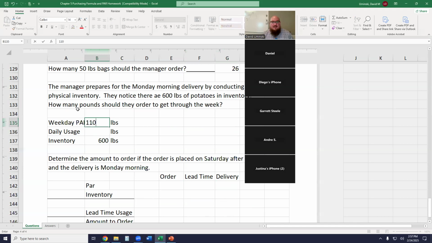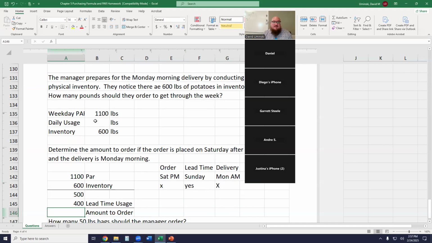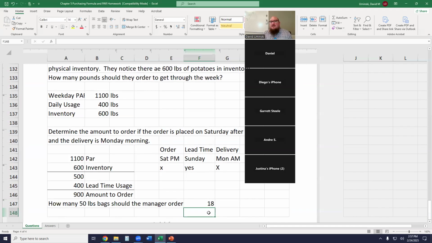Then my weekday par is 1,100. So if I order on Saturday PM, that means I'm not going to have any usage. It comes on Monday AM, which means I'm not going to have any usage. But on Sunday, yes, I am. I'm going to use product. Okay. So my par is 1,100. I subtract my 600 in inventory. And then because I'm using 400 pounds of daily usage on Sunday, I should order 900. And 900 divided by 50 is 18 bags.